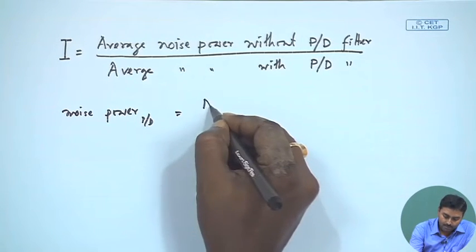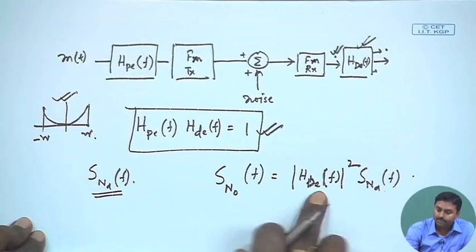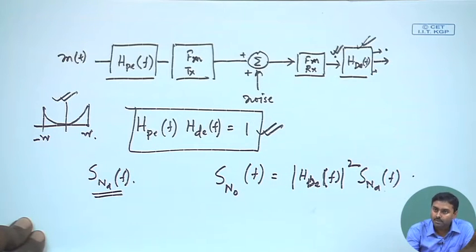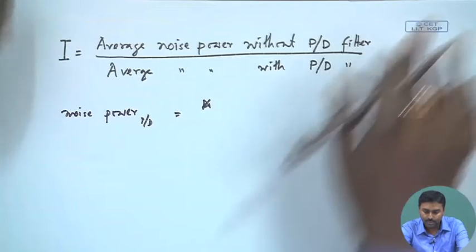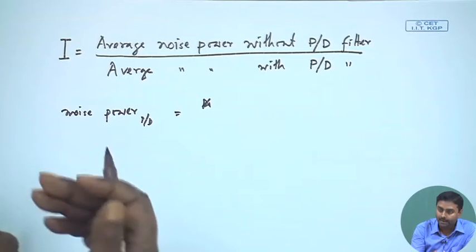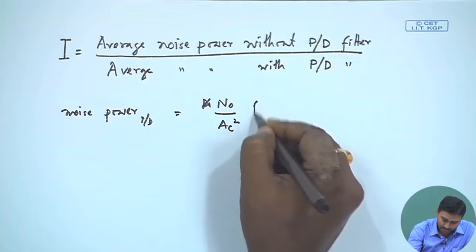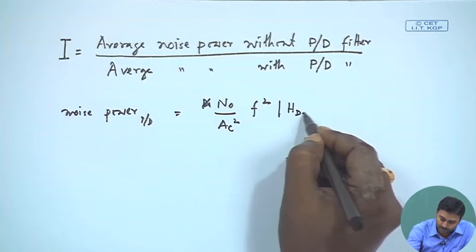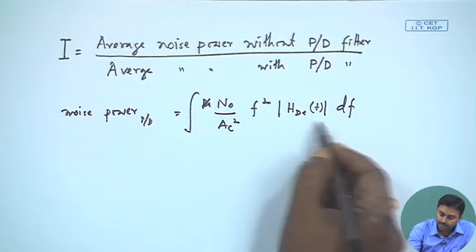So, that must be, we know already this relationship, SNDF times HDEF squared. I have to integrate it from minus W to plus W, right. It is valid from minus W to plus W. So, all I have to do is that only. We have already derived the noise power spectral density as NDF. So, let us put that. That was equal to N0 by A_c square F square. Now, along with that there will be a multiplication term of HDEF, right, and this must be integrated. So, that is the overall power spectral density.